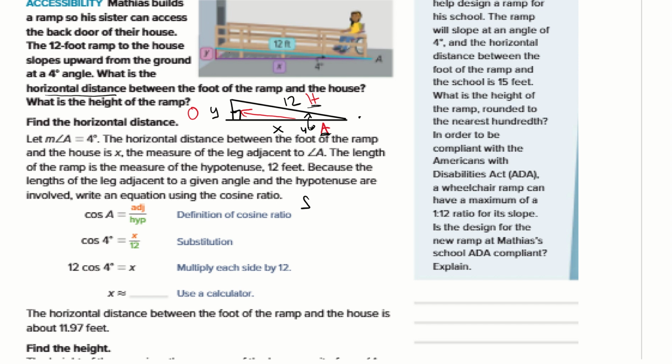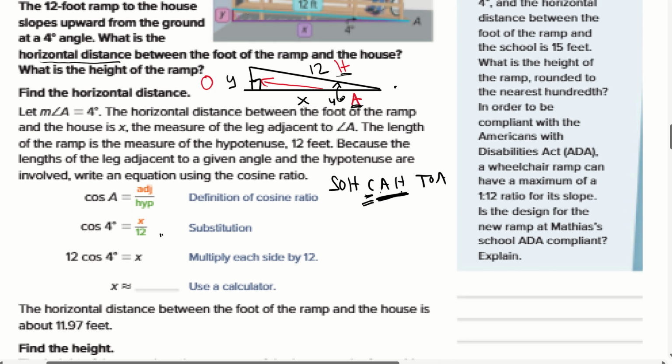So if you remember your SOHCAHTOA, that sounds a lot like AH, adjacent hypotenuse, cosine. So that's why we're using the cosine, okay? So the cosine is adjacent over hypotenuse, which is going to be X over 12. And then the only way to get rid of that 12 is to multiply. So we're going to multiply by 12 on both sides. And so we get X is 12 cosine of 4 degrees.